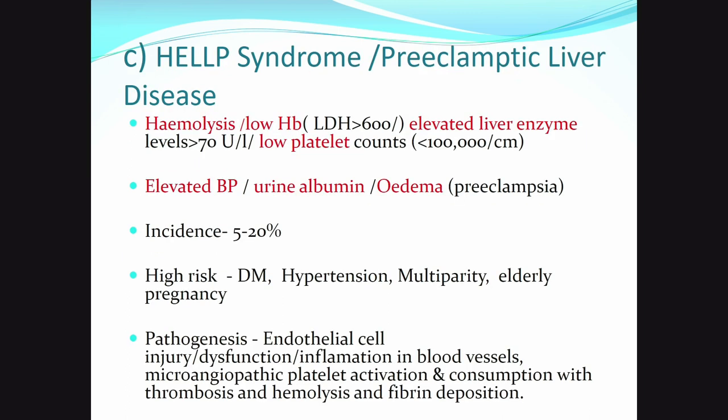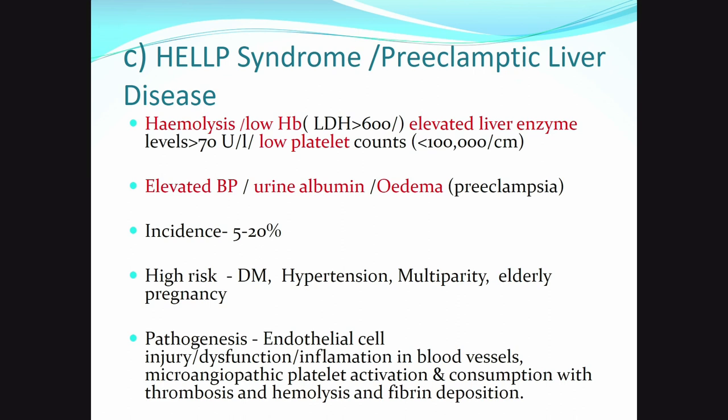The third condition unique to pregnancy is HELLP syndrome or preeclamptic liver disease. HELLP is characterized by hemolysis with elevated liver enzymes and low platelets. Because of the hemolysis, you get low hemoglobin and a high LDH level. HELLP syndrome usually goes hand in hand with preeclamptic liver disease.